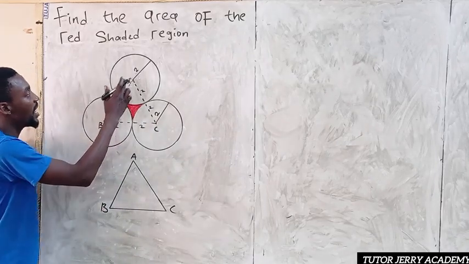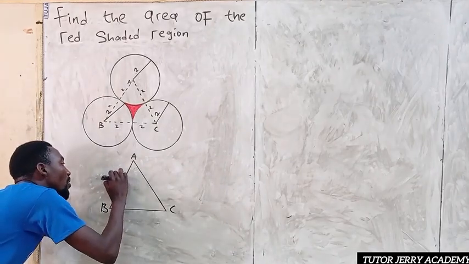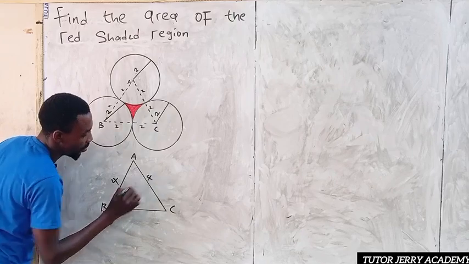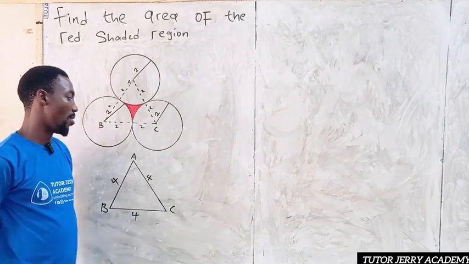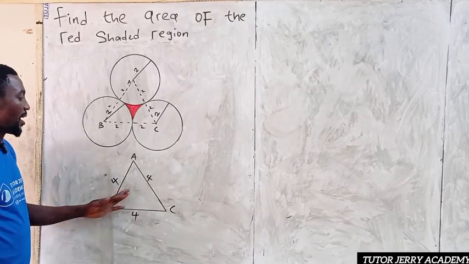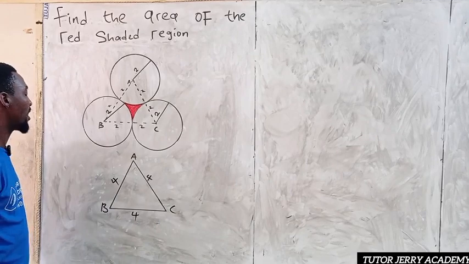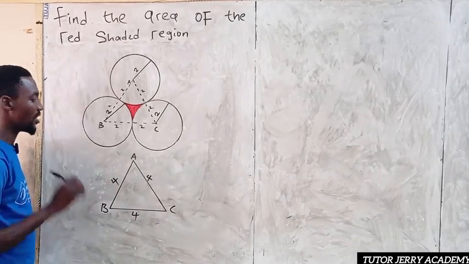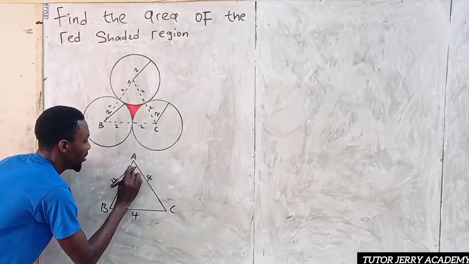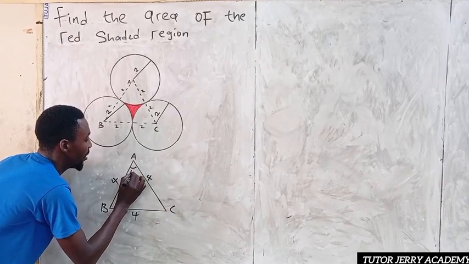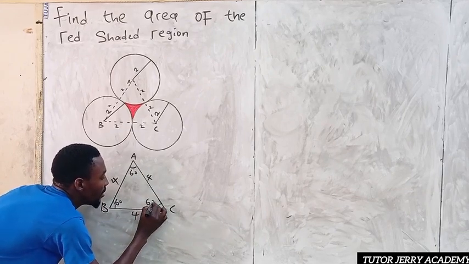So now it means length AB is going to be 2 plus 2, that is 4. So this side is going to be 4, this side is going to be 4, and this side is going to be 4. And this forms an equilateral triangle. All right. So now that we've established that the triangle here is an equilateral triangle, we know that each angle in an equilateral triangle is nothing but what? 60 degrees. We are going to have 60 degrees here, another 60 degrees here, and another 60 degrees here.